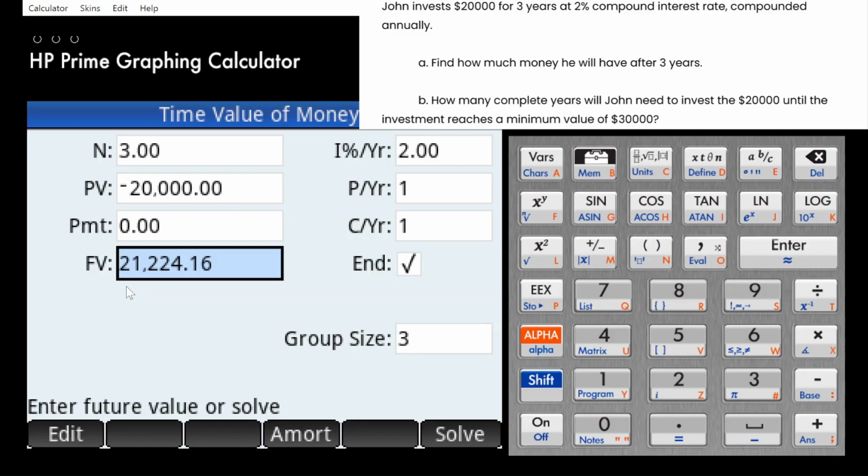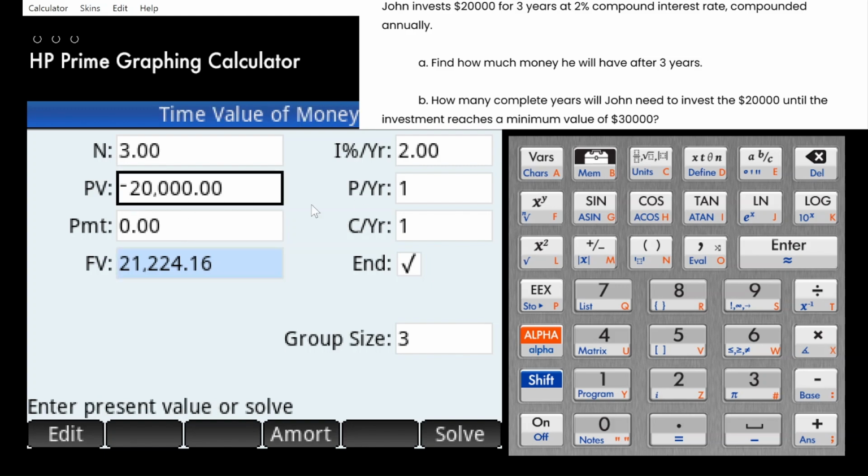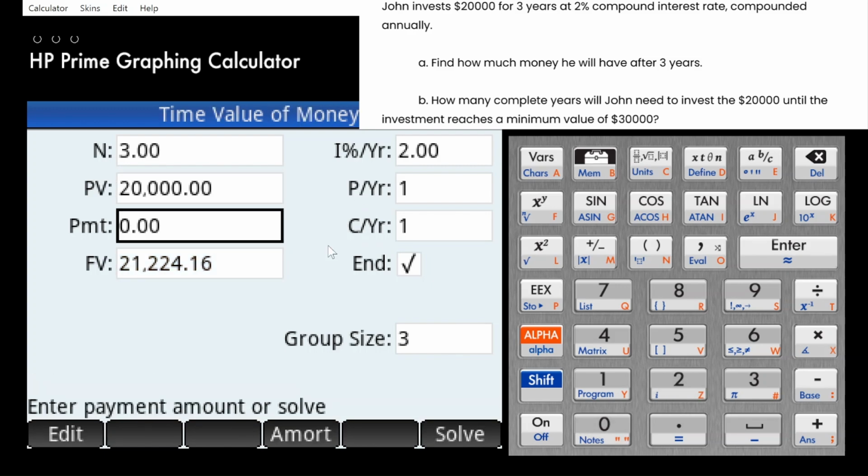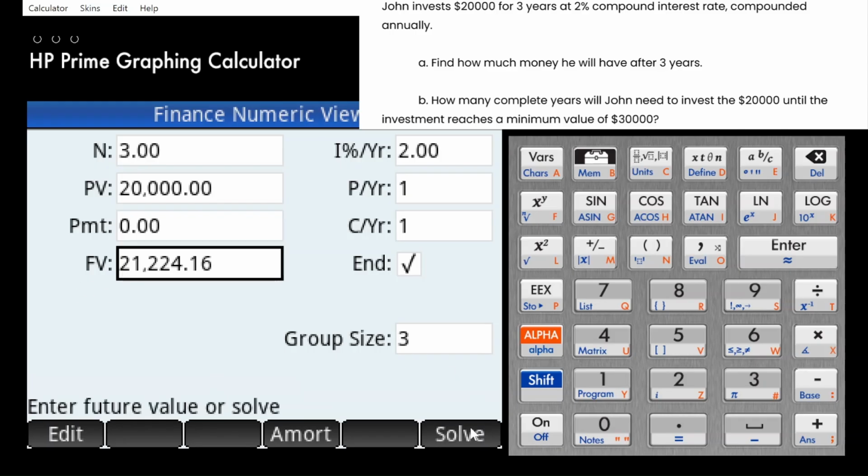The future value is $21,224.16, which will be rounded to $21,224. If your present value is positive 20,000, like this, and you select FV and solve, you will get the negative version of the future value. Anyways, 21,224 is the answer for question A.